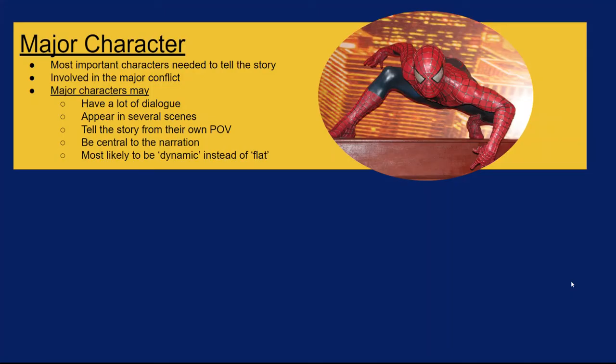And then I'm going to jump into the notes provided on the major character chart. So a major character is the most important character needed to tell the story. They're involved in the major conflict. So they could be a villain, they could be a hero, probably both, like in an action movie or in a superhero movie. The villain is probably a major character, even if we don't like them. Major characters may have a lot of dialogue, so they're talking a lot. They appear in several or most scenes.